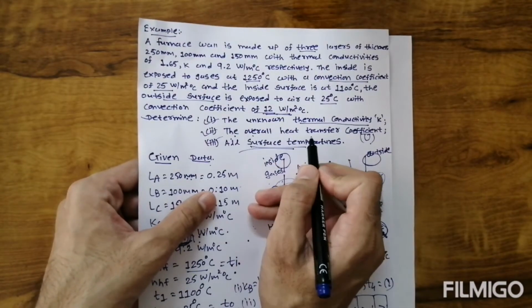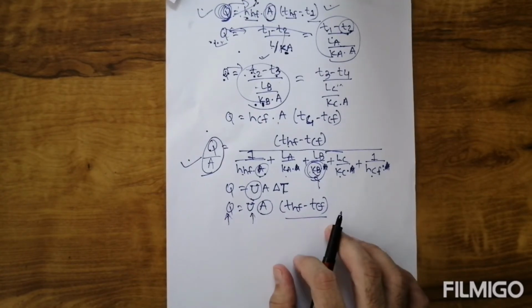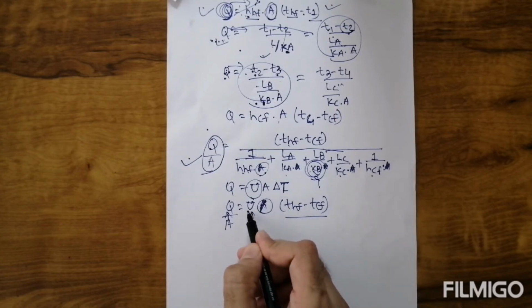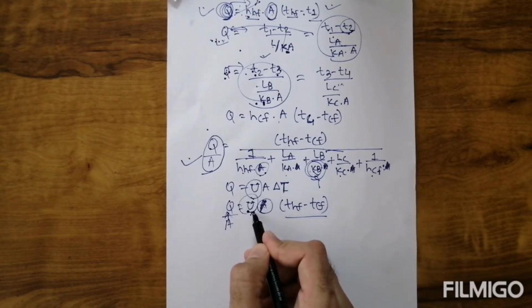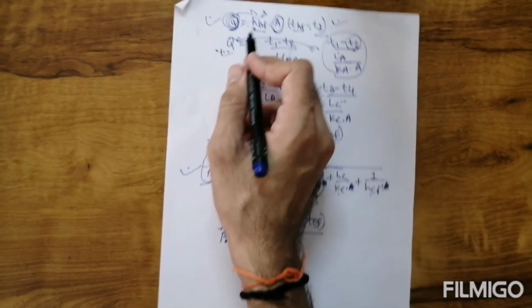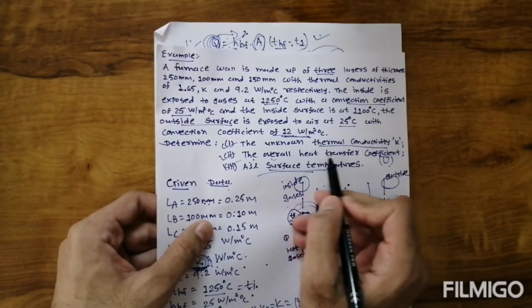Then the overall heat transfer coefficient: we can say that from the equation Q is equal to UA (THF minus TCF). We are just taking area this side, so capital U will be found out. Overall heat transfer coefficient, capital U, is equal to Q by A divided by THF minus TCF. Q by A is already found from that equation, so we can find out capital U, the overall heat transfer coefficient.